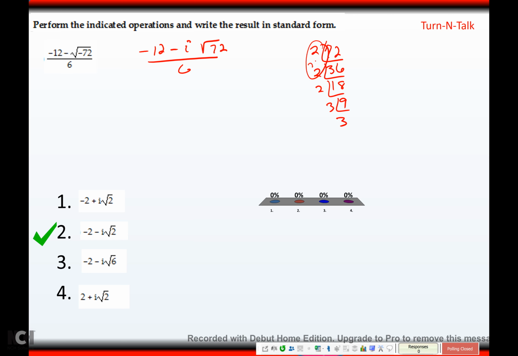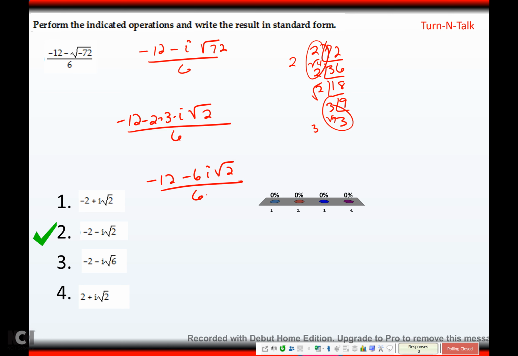Square root, I'm looking for bundles of 2. Square root of 4 is 2. Square root of 9 is 3. That one's in. So this becomes negative 12 minus 2 times 3 times i times square root of 2, all over 6. That's going to be negative 12 minus 6i square root of 2 all over 6. I can divide them all by 6. And that gives me negative 2 minus i square root of 2 over 1, which is just negative 2 minus i square root of 2.